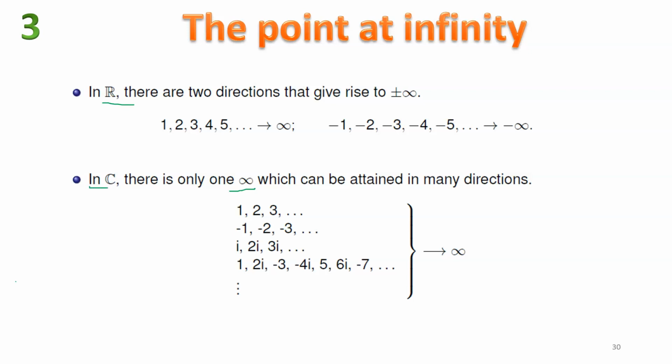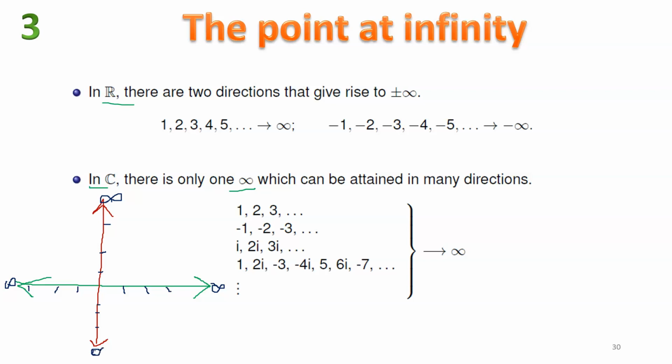Now let us suppose that this is a complex plane and this green arrow is representing the real axis and the red one is representing the imaginary axis. So here we can go towards infinity: 1, 2, 3 and so on, we can reach infinity. Here minus 1, minus 2, minus 3, we can again reach infinity. Then we can go in the direction 1i, 2i, 3i and so on, we can reach infinity. Similarly, in the opposite direction, we can reach infinity.